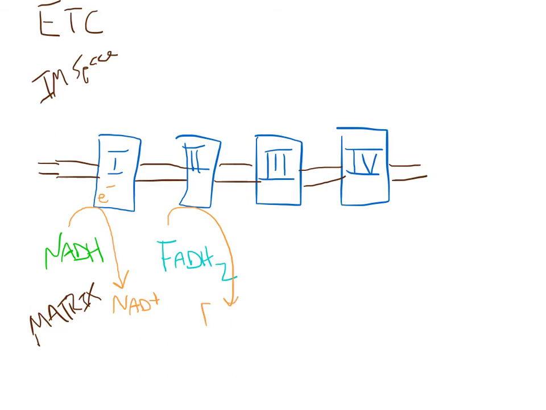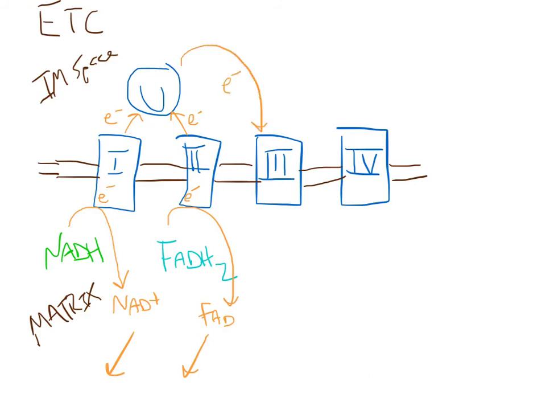FADH2 will drop off its electrons at complex 2, leaving us with FAD. And both of these can then go back to the Krebs cycle or glycolysis and pick up electrons again. Now, after we go through complex 1 or complex 2, the electrons will be passed on to kind of an intermediate called ubiquinone, which we abbreviate as U. So the electrons at this point are going to go on from complex 1 or complex 2 to ubiquinone, who is then able to pass those electrons on to complex 3.